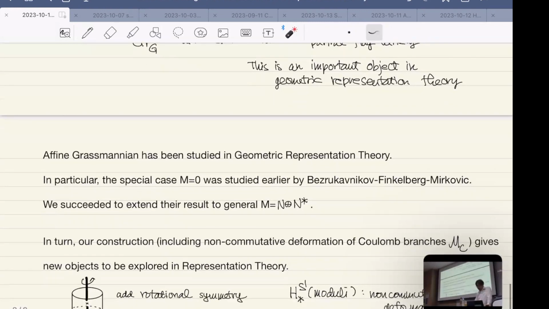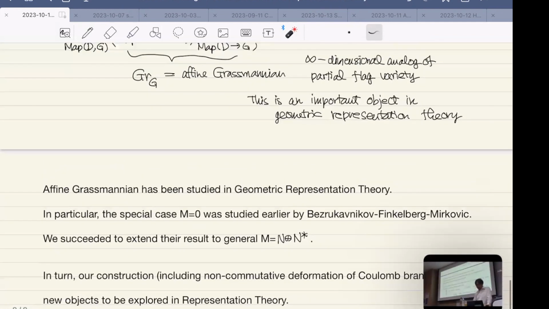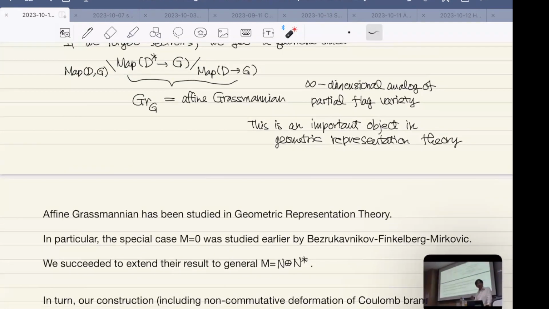So we just extend the result to general M, but for some technical reason, I need to assume this M is a symplectic representation of G, and I assume M is a direct sum of N plus N star. But anyway, this is some technical assumption, and we just slightly replace the affine Grassmannian by adding sections of the associated bundle, and we can consider the moduli space, compute the homology groups, and define the convolution product, and in this way we define the Coulomb branch.